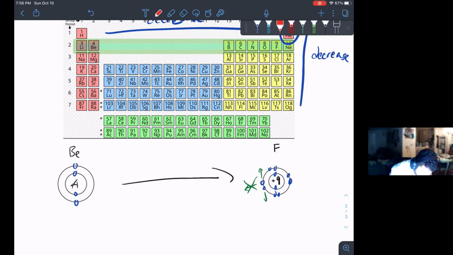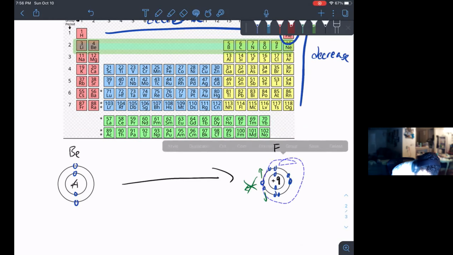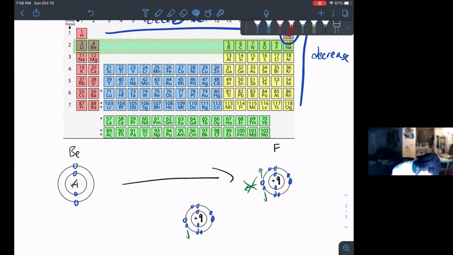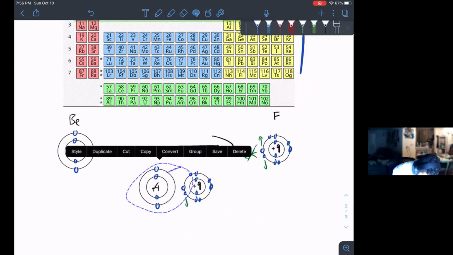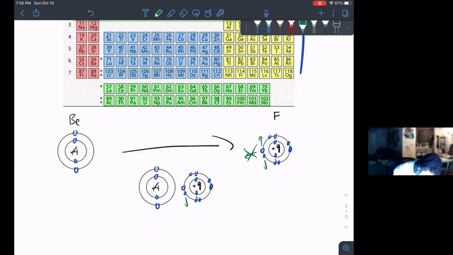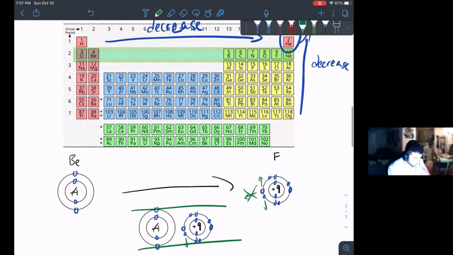So if we go ahead and look at this size comparison now, let me just grab that, bring it right here, grab that, bring it right here. We can see that the beryllium atom is much larger than the fluorine atom. And so as we move from left to right, these atoms will get smaller.